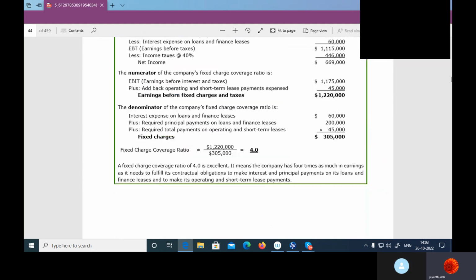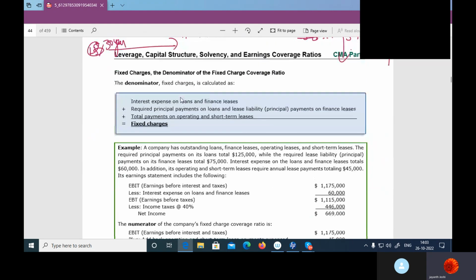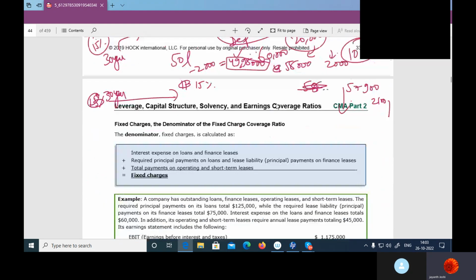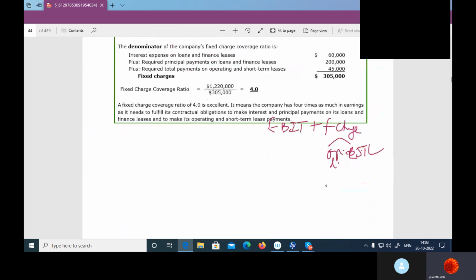First, EBIT we already had. To that we added fixed charges. Fixed charges is nothing but operating and finance lease payments, operating or short-term lease payments. So this was what we took. We added this one, correct. See, operating and short-term lease payments. Then we got earnings before fixed charges and tax.